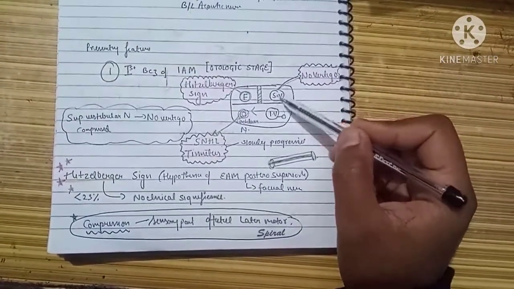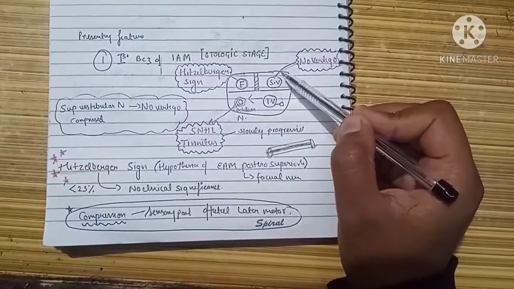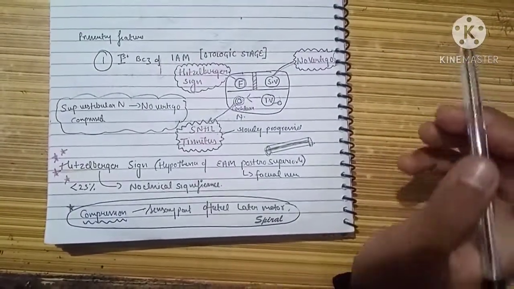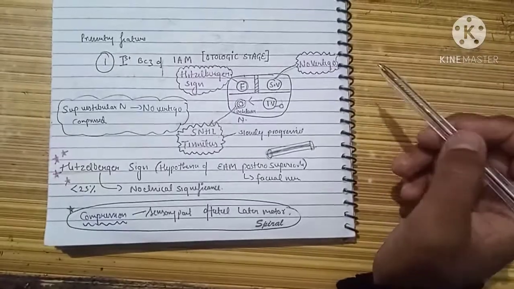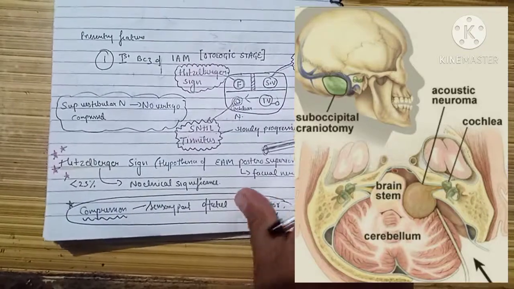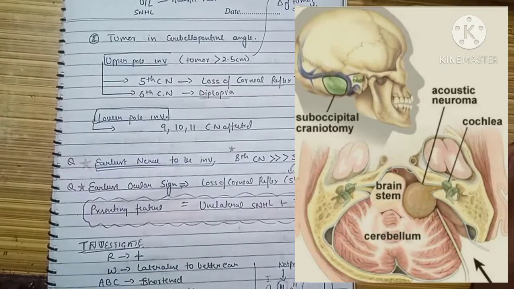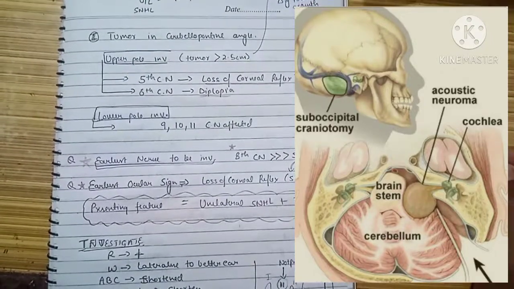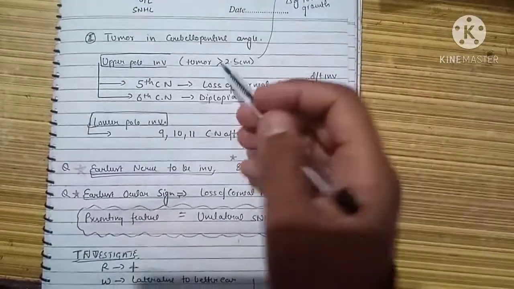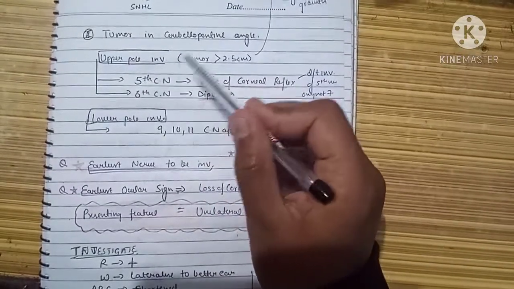Now since the tumor is growing slowly but it will progress, the tumor will grow out of the internal acoustic meatus and it grows towards the cerebellopontine angle, as you are seeing in this image. So the tumor starts growing and it compresses the structures nearby. As you are seeing in this image, it compresses posteriorly on the cerebellum, and its upper and lower pole respectively involve these nerves. So the upper pole involves the nerves that are passing near to the petrous apex.